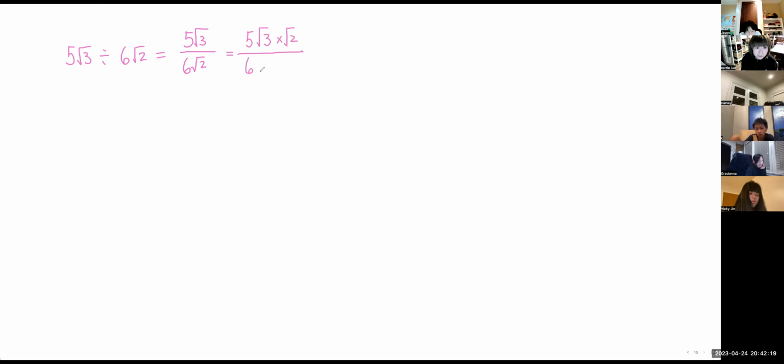Okay, so everybody, let's take a look at this one. The most important part is we know how to do division as well. So 5 square root 3 divided by 6 square root 2. How do we do it, everybody? You put them immediately into a fraction. That will help you a lot, because then this question becomes something we learned. So 5 square root 3 times square root 2, and 6 square root 2 times square root 2. So it's immediately transferred to something that we learned before already.